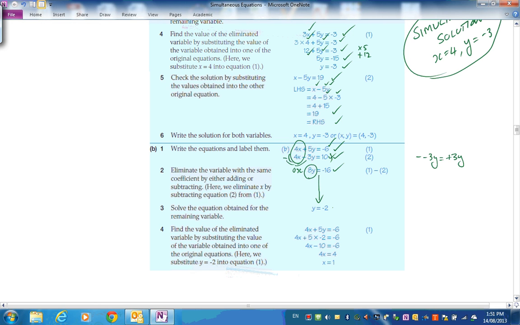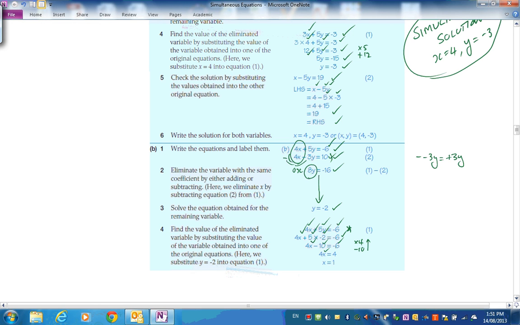Negative 16 divided by 8 is negative 2. Now we will take our first equation and put in our y, so we've got 4x plus 5y is negative 6. That's 4x plus 5 times negative 2 is negative 6. That's 4x take 10 is negative 6. x has been multiplied by 4, and 10's been taken away. Reverse that. Add 10 to both sides.